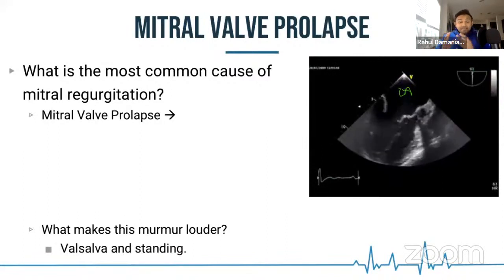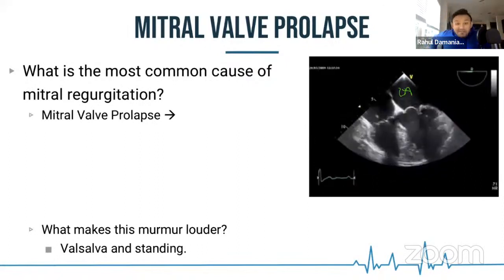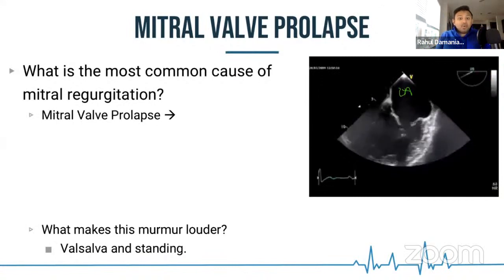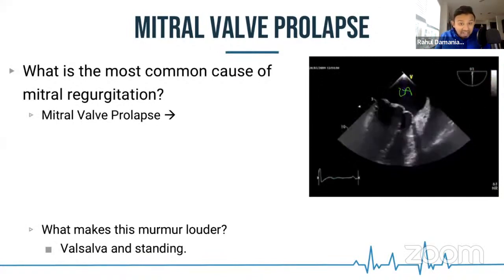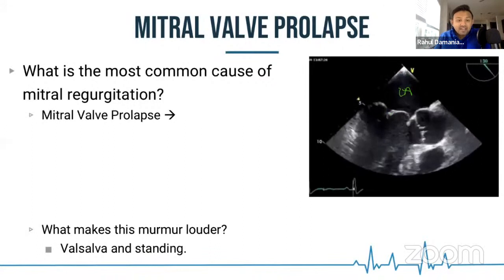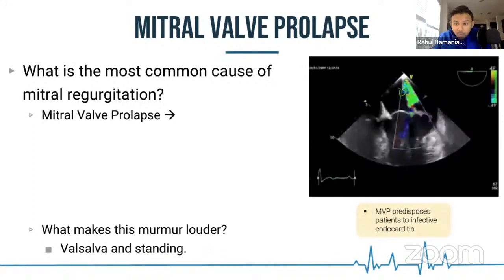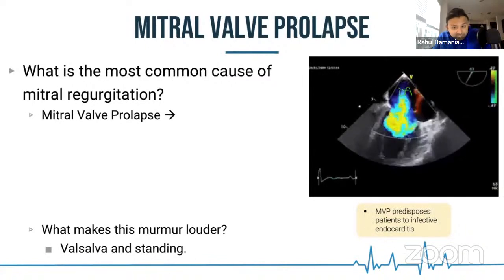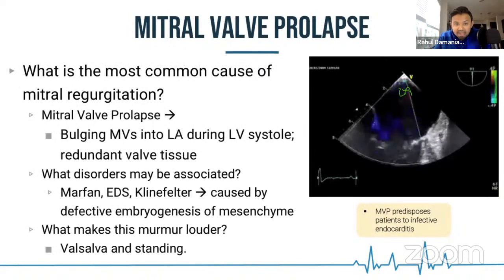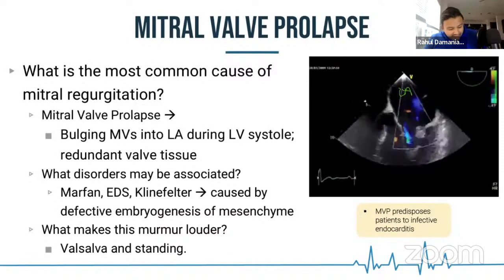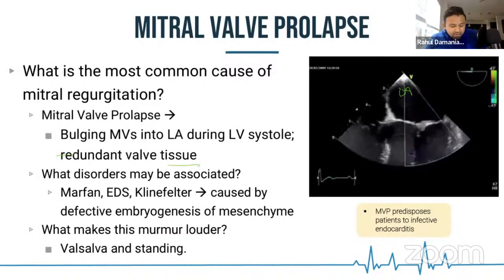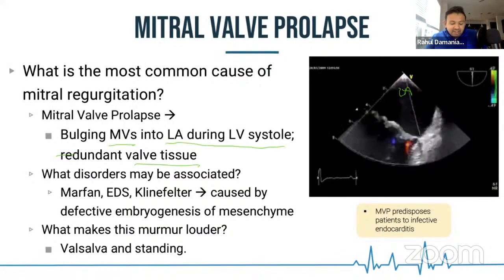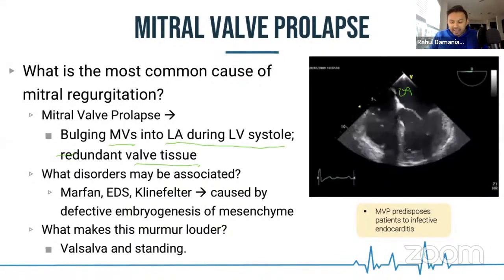Because as you have an empty heart, the ballooning of the mitral valve leaflets is going to occur, and you are going to have increased click, click, click, and an increased intensity of the murmur. So when it comes to mitral valve prolapse, it causes mitral regurgitation, and it predisposes patients to infective endocarditis. And what occurs is you have this redundant valve tissue. The mitral valve leaflets bulge into the left atrium during systole.